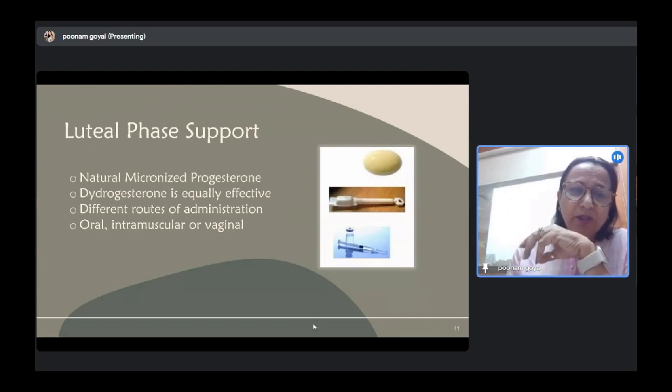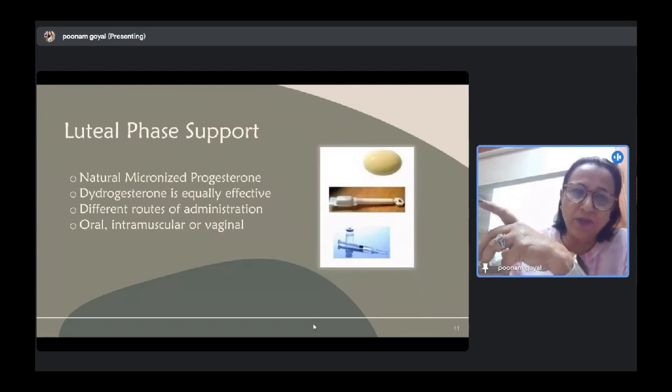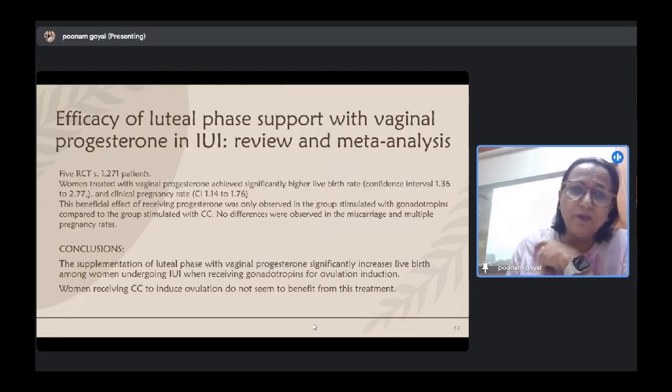Now coming on to the luteal support, natural micronized progesterone is the preferred one, but however, we can use dydrogesterone also, and different routes of administration: oral, intramuscular or vaginal. Vaginal is considered to be the best. Now, efficacy of luteal phase support with vaginal progesterone in IUI. The supplementation of the luteal phase with vaginal progesterone significantly increases live birth among women undergoing IUI when receiving gonadotropins for ovulation induction. Women receiving CC induced ovulation do not seem to benefit from this treatment.